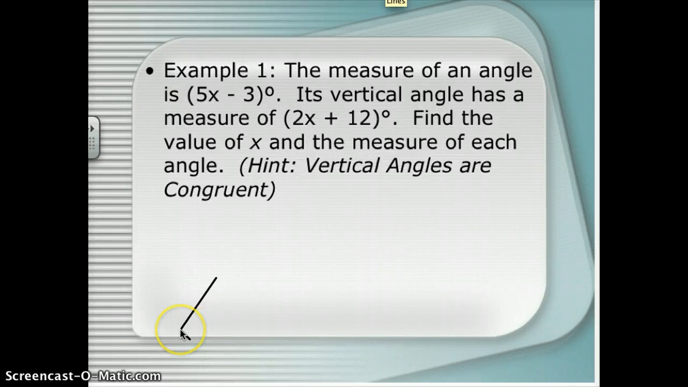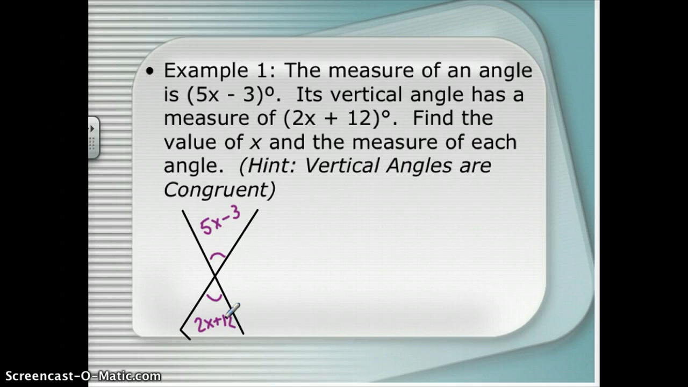So there's a lot of vocab in here that you might not know. Vertical angles, they'd be angles kind of like this. Looking like that. If two lines intersect, they're across from each other. And congruent just means they're the same size. So one of these we could call 5x minus 3. The other one we could call 2x plus 12.